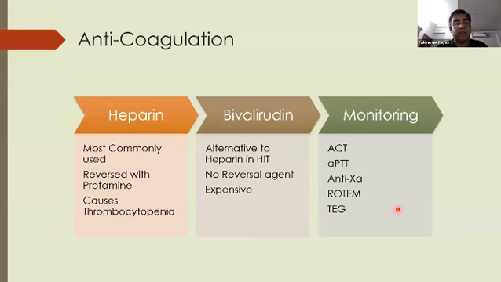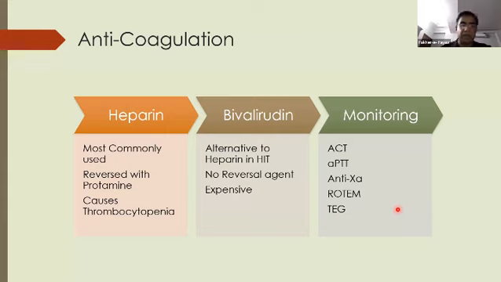So as far as anticoagulation is concerned, we are all familiar with heparin, and it's commonly used because it has a reversal agent, which is protamine, but it causes thrombocytopenia. And when we have thrombocytopenia with heparin, which we call heparin-induced thrombocytopenia, then we need to go for the alternatives, and the alternative is bivalirudin or argatroban. Bivalirudin and argatroban are not available in Pakistan as far as I know. We only have heparin, and they don't have any reversal agents.